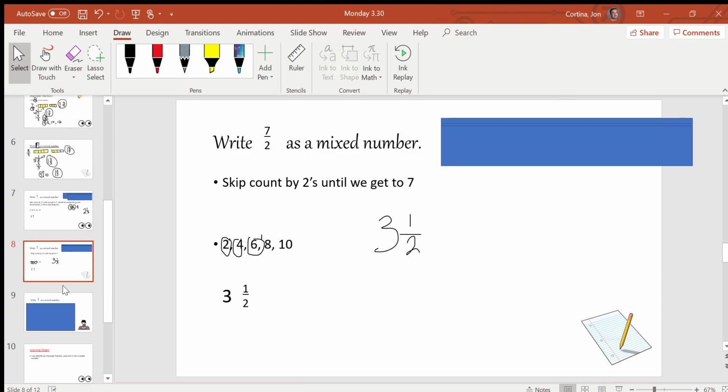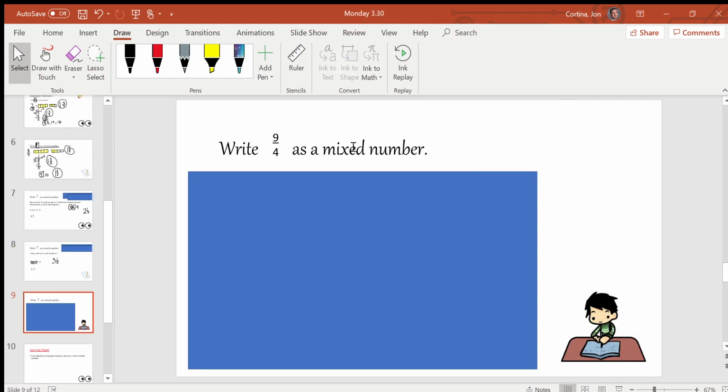Alright, now it's your turn. Once again, you're going to change this improper fraction into a mixed number using any one of those strategies. Go ahead and pause the video and do that now. Alright, let's see what you got. I'm going to show you an example of my work, and you can compare it to yours and see if you got something similar.